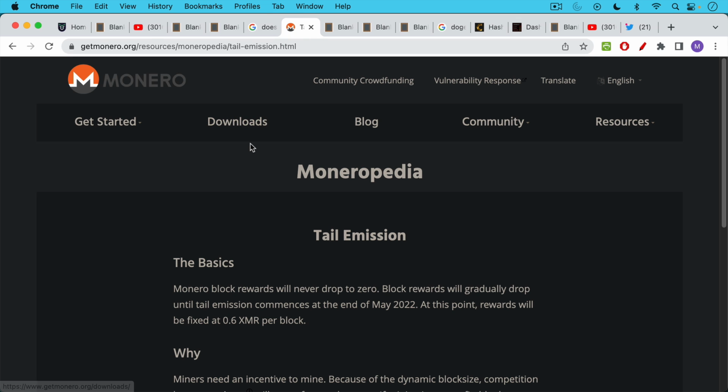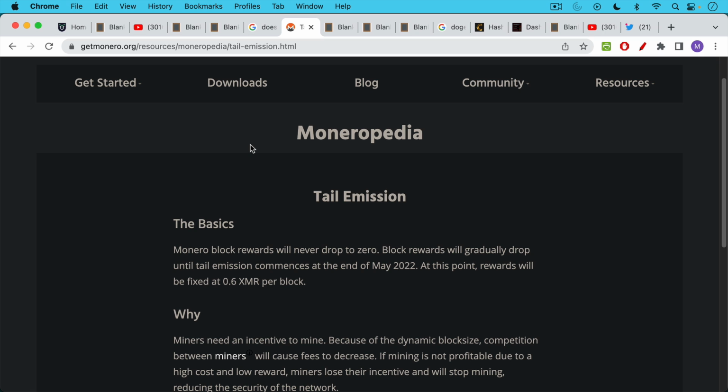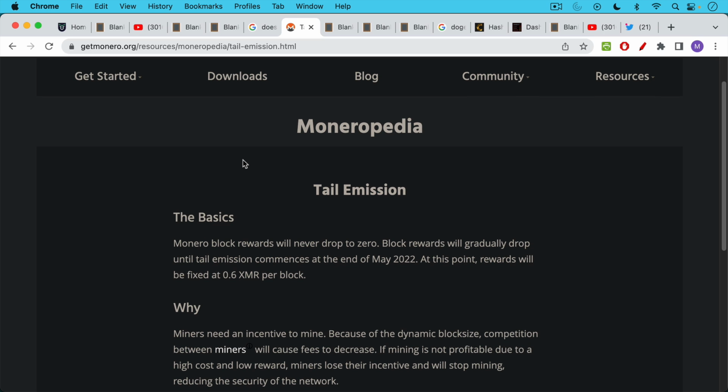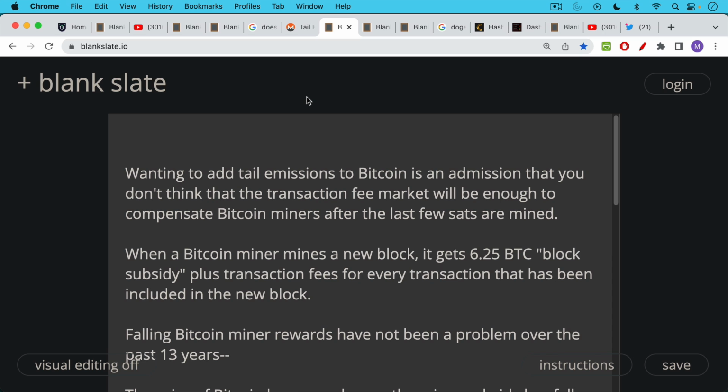Monero has something very similar, which actually took place starting at the end of May 2022, where the block rewards, instead of letting them drop to zero, Monero also has this tail emission, where each block miners earn 0.6 Monero per block. So these are tail emissions, and they mean that the total future supply is technically infinite, but you get to infinity very slowly because these are very small amounts. And the idea is just to make sure that the miners stay incentivized.